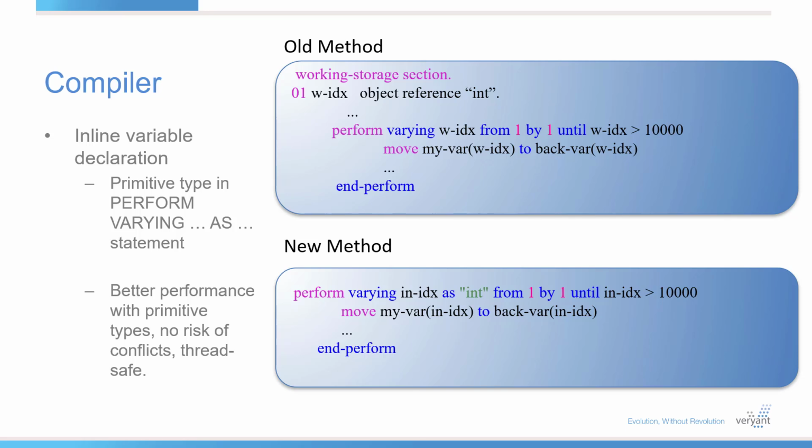Other languages let you declare a local variable in a block of code instead of in the working storage section, and isCOBOL does that too in 2024 R1. The top sample is the usual way to create an index for your perform statement by using an index defined in working storage. The bottom sample uses a variable that's not included in the working storage. The asInt statement tells the framework to use a primitive type of integer, and this performs better. It's also unique because it's created just for that perform, and it's thread safe.